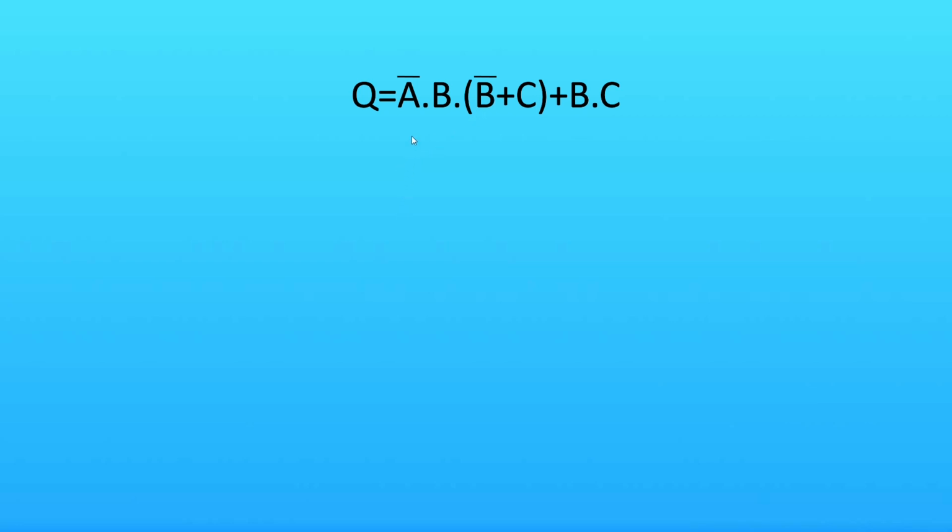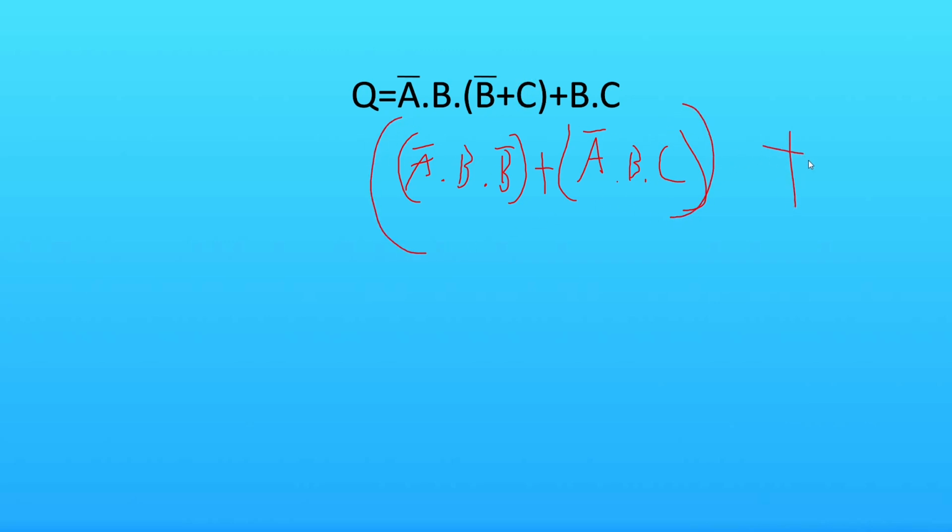So for instance, of course you can try them both, but for this one I'm just going to try expanding first. So if we have not A and B and not B, or not A and B and C. Of course these would have been from the expansion of not A and B and not B, as well as not A and B and C. And this will just be ORed with B and C.